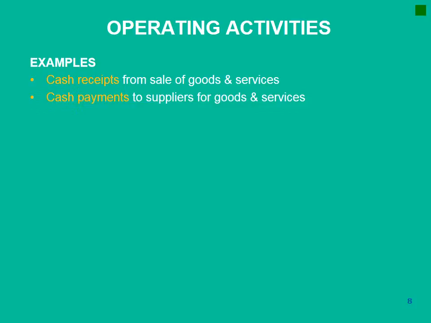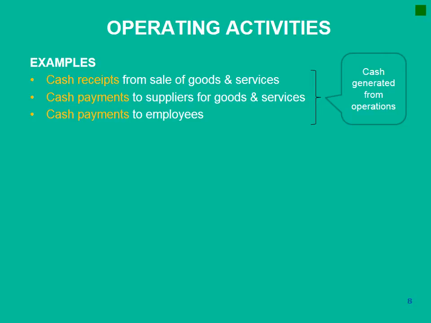So let's first think about examples of cash flows from operating activities. The actual cash receipts from sales of goods and services, the payments we make to suppliers for goods and services, the payments we make to employees for salaries and wages. These three items make up the cash generated from operations. So your day-to-day operations, you're receiving money from customers, paying suppliers, paying your employees, and that will give you the cash generated from the operations.